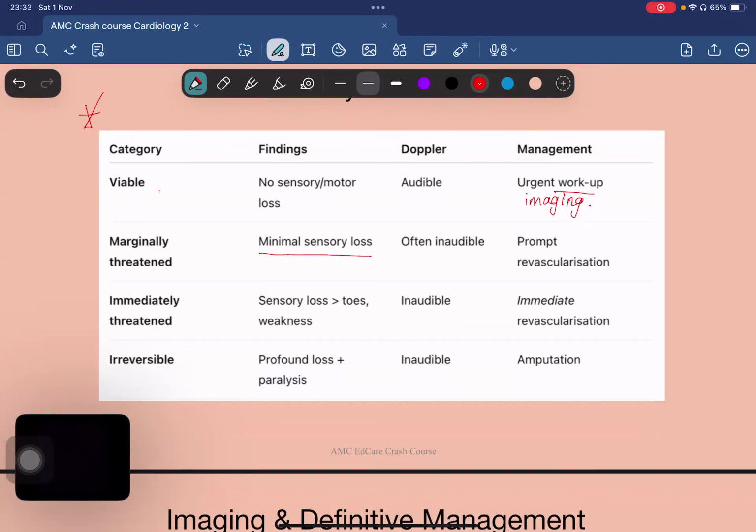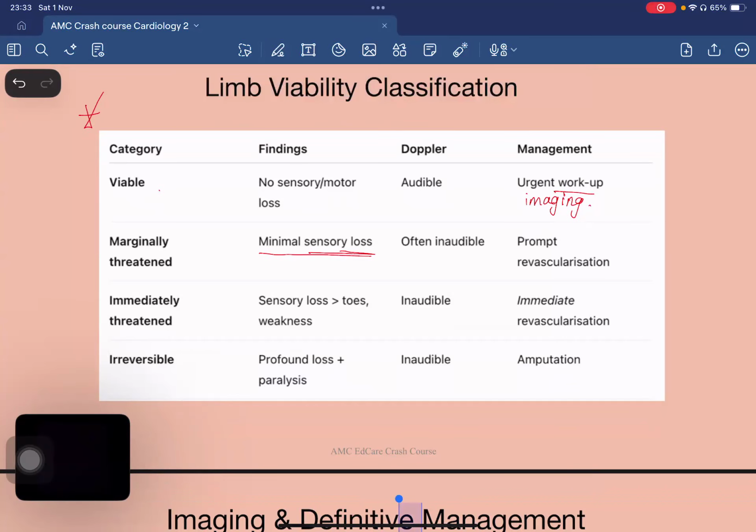So, minimal sensory loss, and Doppler may be inaudible. It's often inaudible. And these ones would require revascularization. So just remember these findings. That will help you to find out what the management would be.